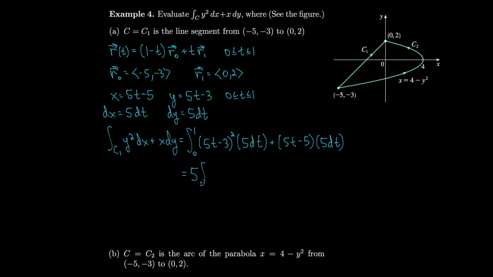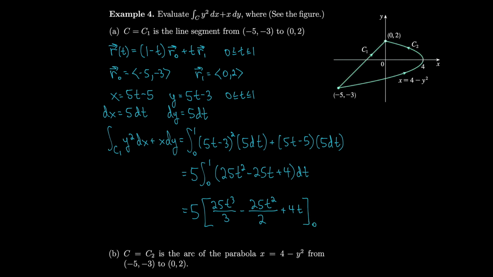So this is just 5 times the integral from 0 to 1 of 25t squared minus 25t plus 4, because now that we have one integral, everything in terms of t, we can just combine our integrals using linearity and have everything with respect to t, dt. So this is 5 times the antiderivative, which is 25t cubed over 3 minus 25t squared over 2 plus 4t, from 0 to 1. And that's minus 5/6.